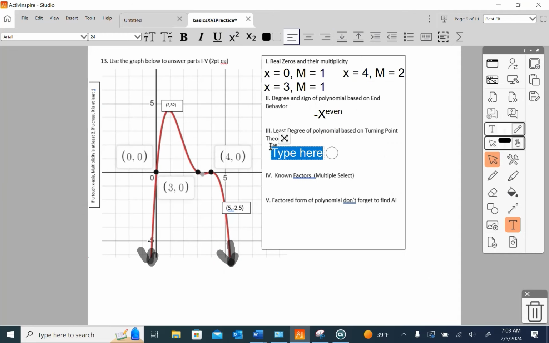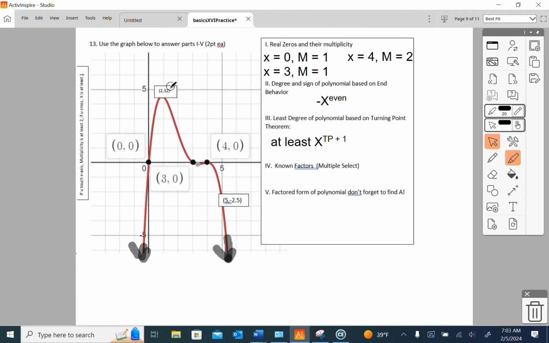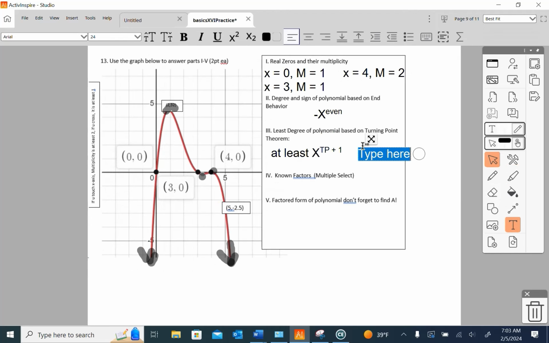So the turning point theorem says we are at least x to the TP plus 1. So how many turning points do we have? We have one up here. It's kind of covered up by that ordered pair. We have one there and one there. We have 3. So I'm going to be x to the 3 plus 1, which is x to the 4th.